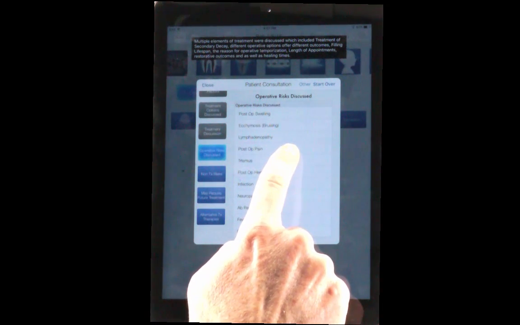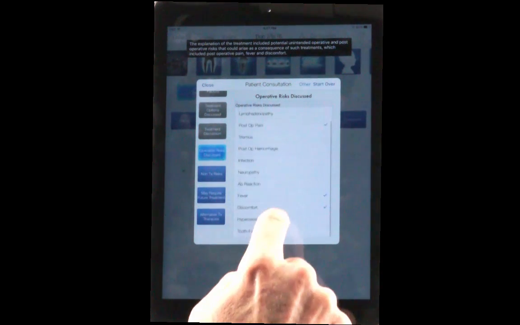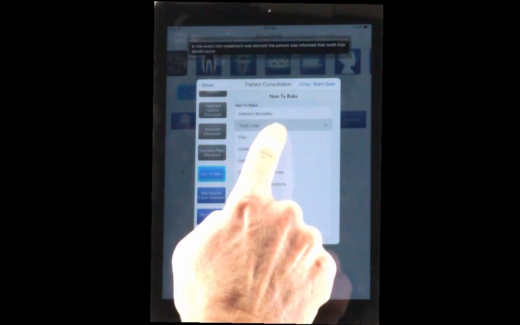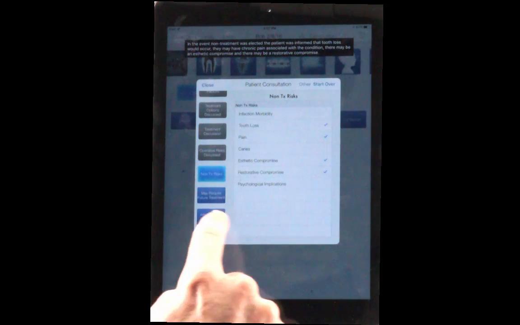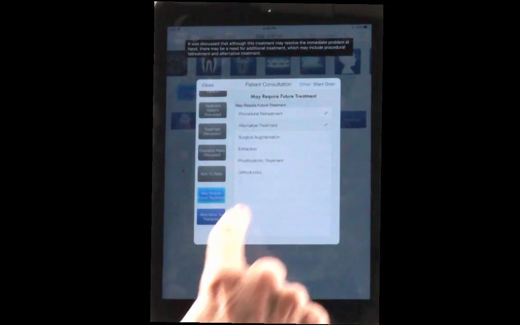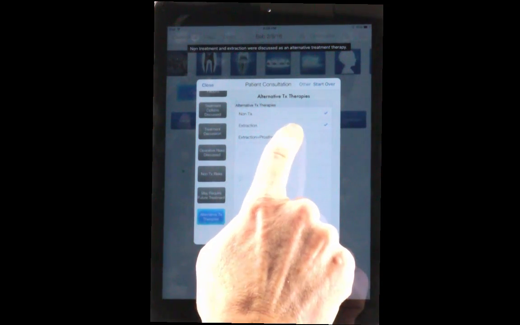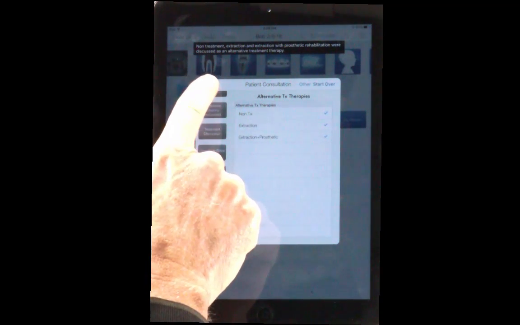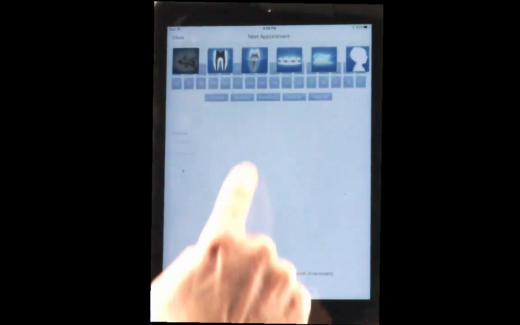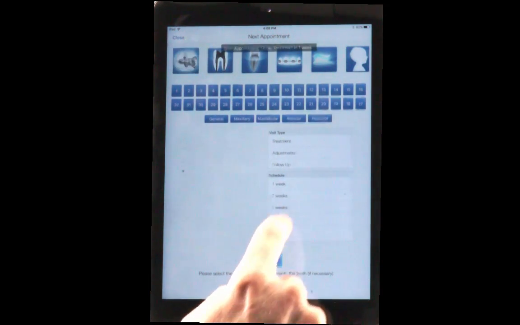Operative risks discussed: well, there could be post-op pain, you could have discomfort and hypersensitivity, you can also have tooth failure. Non-treatment risks: tooth loss, pain, aesthetic compromise, restorative compromise. Procedural treatments may be required, and alternative treatments may be required in the future. And non-treatment extraction plus prosthetic are possibilities of alternative treatments. So we go to conclusion. Our next appointment is going to be probably for an onlay, number 19, treatment, 1 week, save.